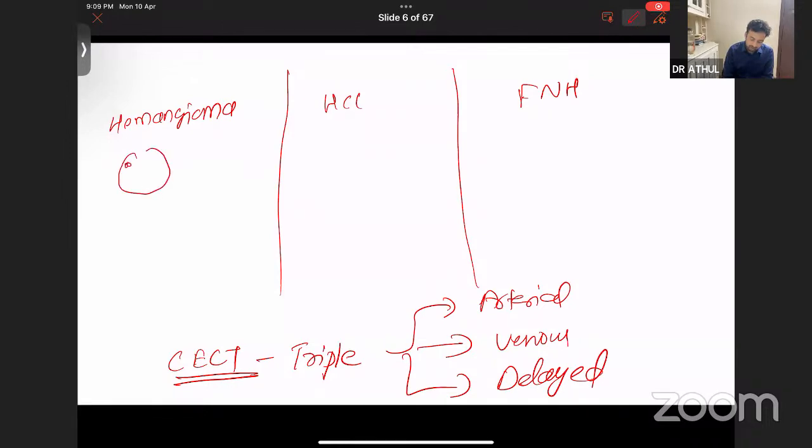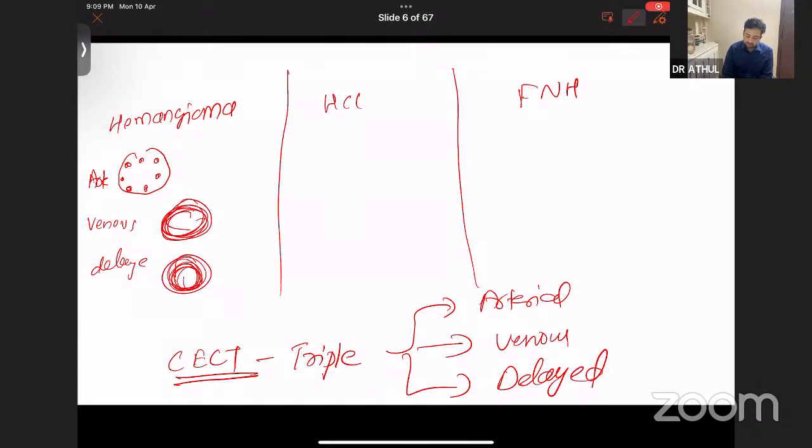We know in the arterial phase there will be peripheral discontinuous nodular enhancement. In the venous and delayed phases there will be progressive enhancement. I have already discussed this in my previous classes. This hemangioma is made up of what? Fibrous tissue. These fibrous cells are very lazy cells, so they won't take up the contrast in the first phase. Arterial phase is the first phase. First the contrast will go through the arteries, then through the veins, and then it is excreted by the kidney. That is why we get arterial phase, venous phase, and delayed phase.